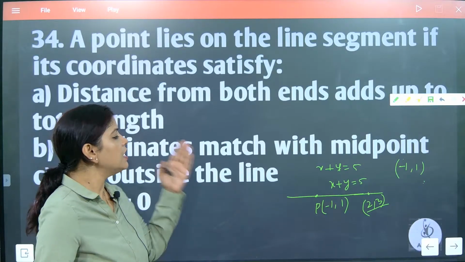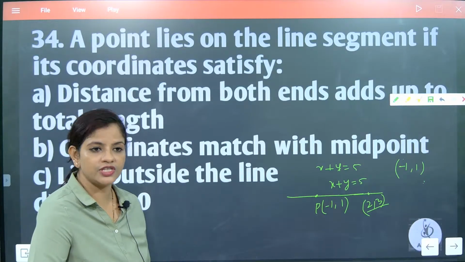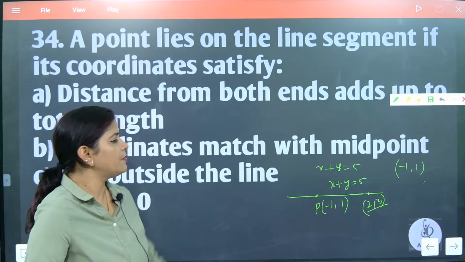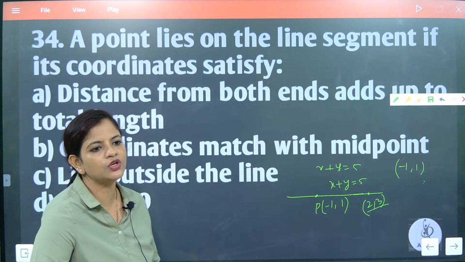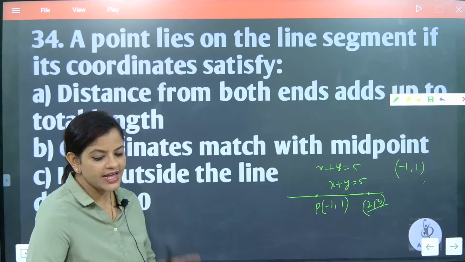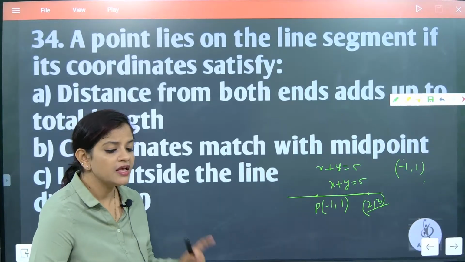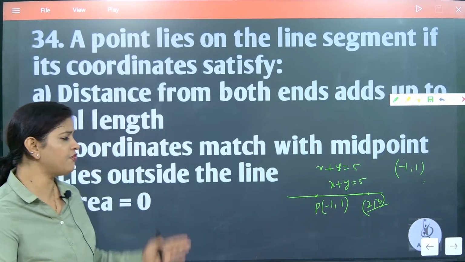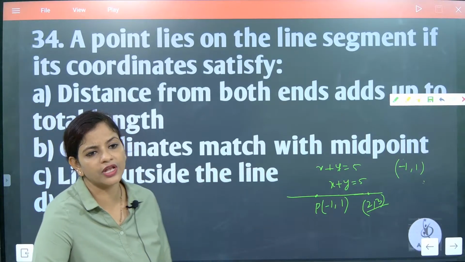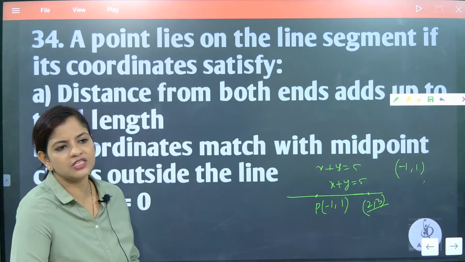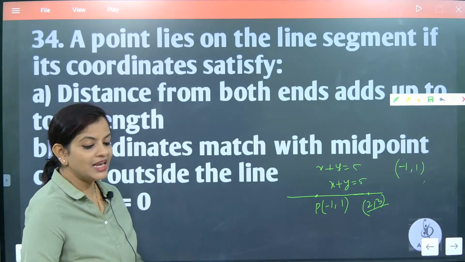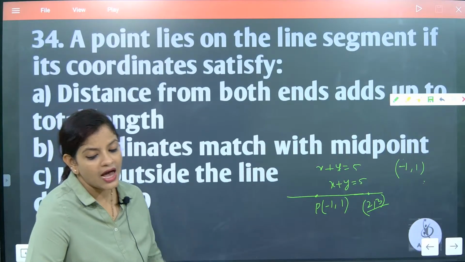Understood? So here we tried to check (2, 3). Is (2, 3) present on the line x plus y is equal to 5? The answer is yes. But if we put (-1, 1), is it present on the line? No, because LHS is not equal to RHS.